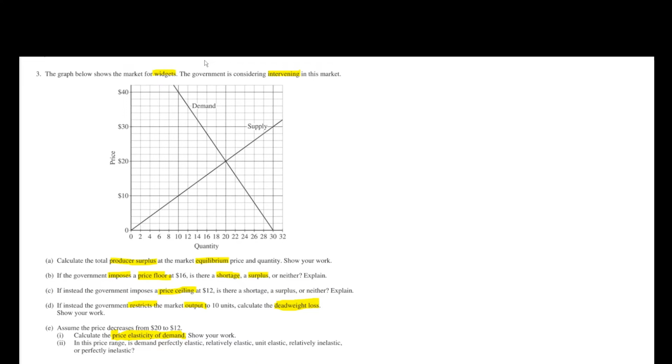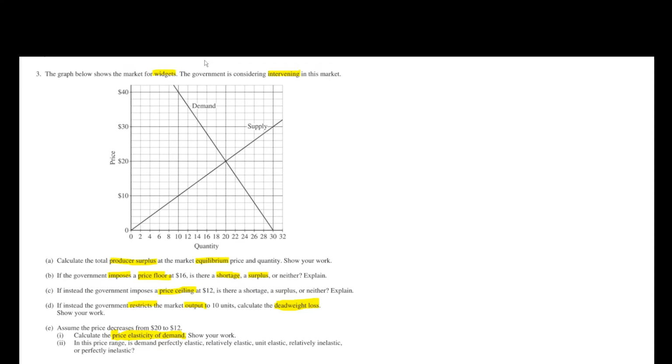Okay, D, government restricts the market output. Restrict means to limit, to constrain. So you can't produce more than this output. So output here means quantity or amount produced, production, 10 units. Okay, calculate deadweight loss.